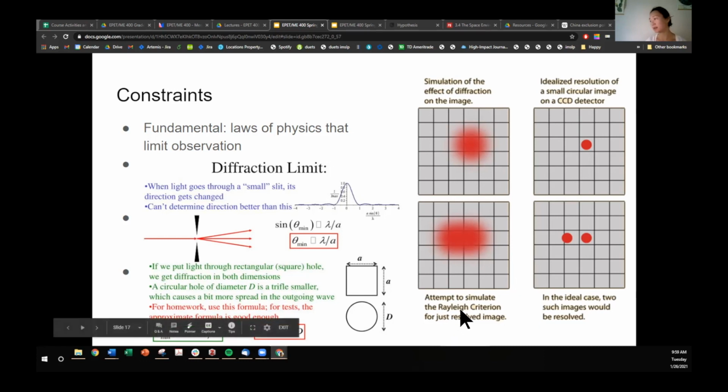And there's something called the Rayleigh Criterion that specifies the minimum distance between two images so that you can uniquely resolve the two images. But anything closer than that, you won't be able to resolve.